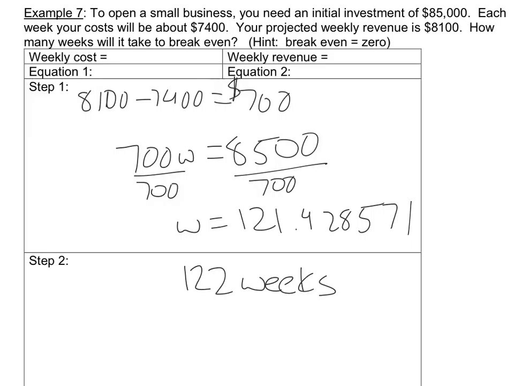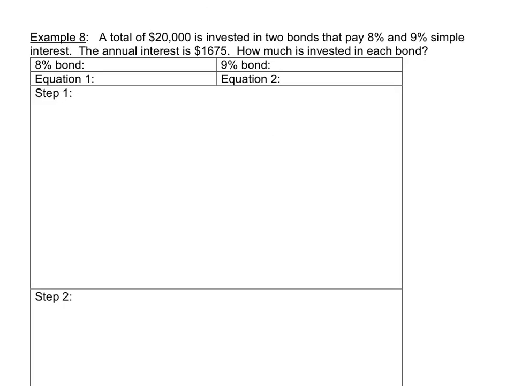Alright, let's look at another one. Alright, so here, let's read the problem. It says a total of $20,000 is invested in 2 bonds that pay 8% and 9% simple interest. The annual interest is $1,675. How much investment in each bond? Okay, so x, y, equation 1, x plus y equaled 20,000. Not 200,000. Nope, that's 20,000.